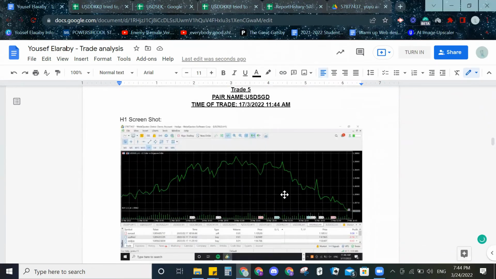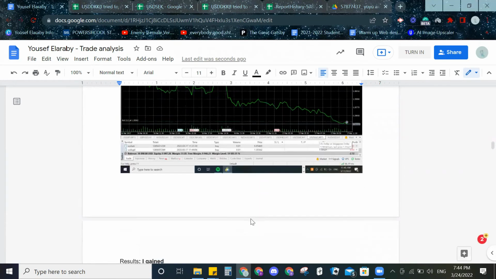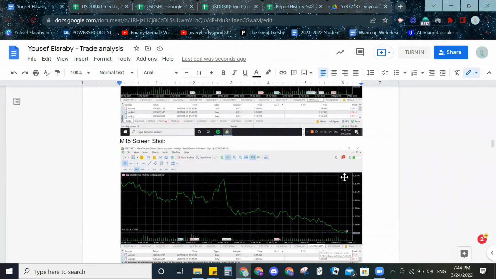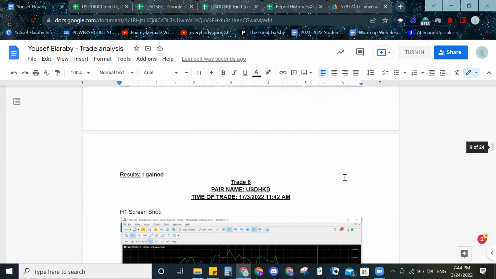Trade 5, looking at USD to SGD, the Singaporean dollar. I was like, oh, that's interesting. It just went all the way down, but leveled out. So it's going to go back up because it leveled out. And since it was already leveling up right here at this bump, I was like, oh, it's already starting to go back up. So I bought here and I gained as well.